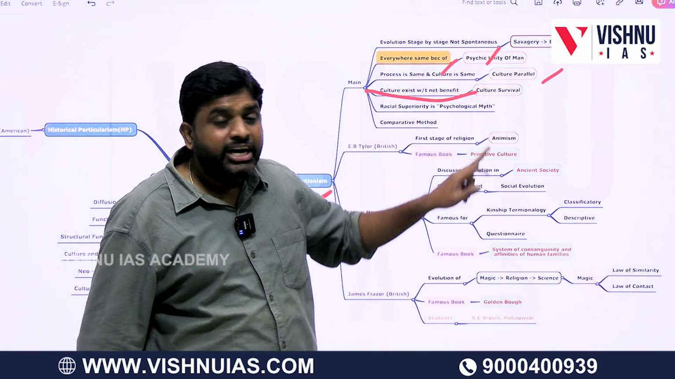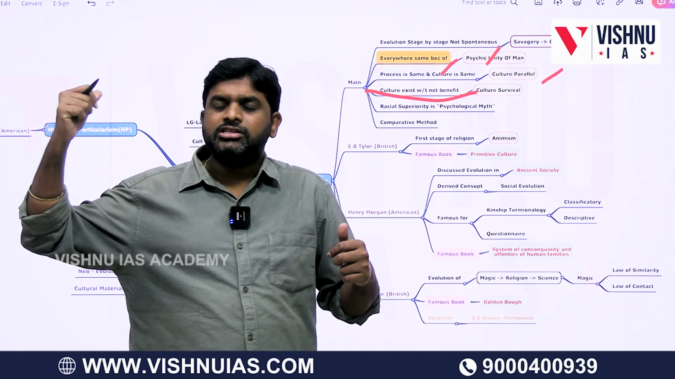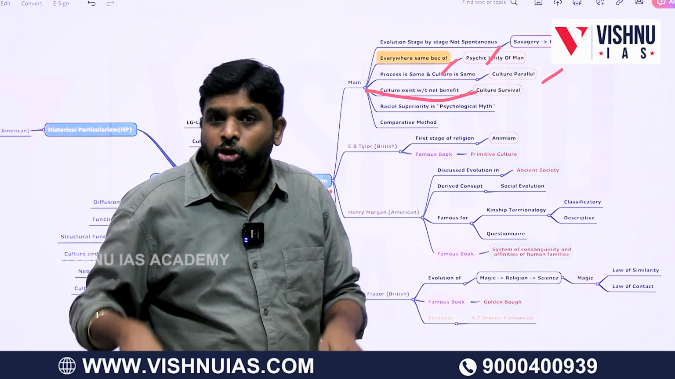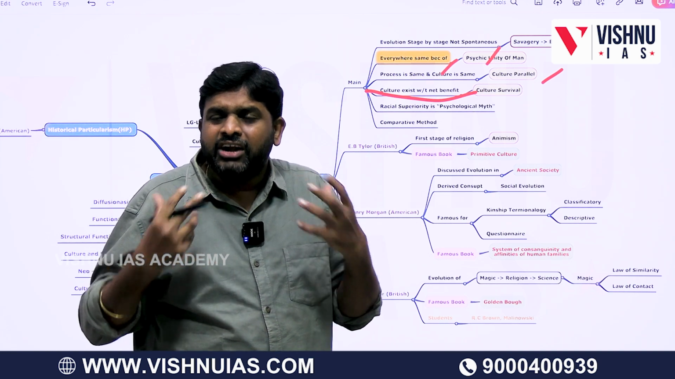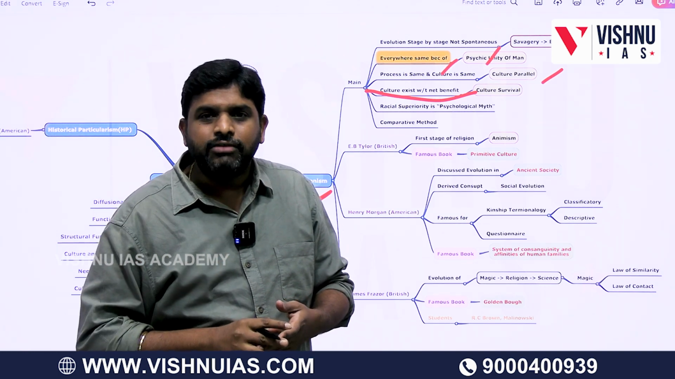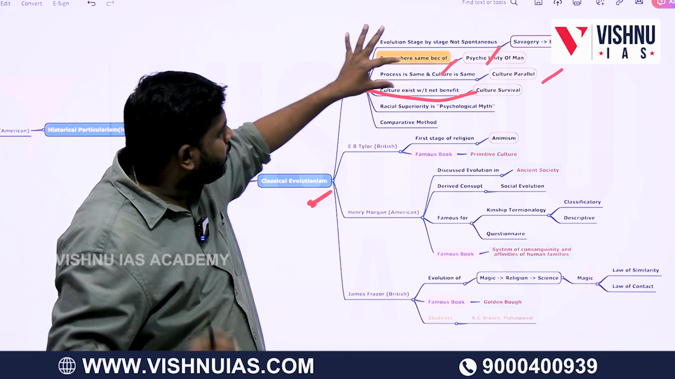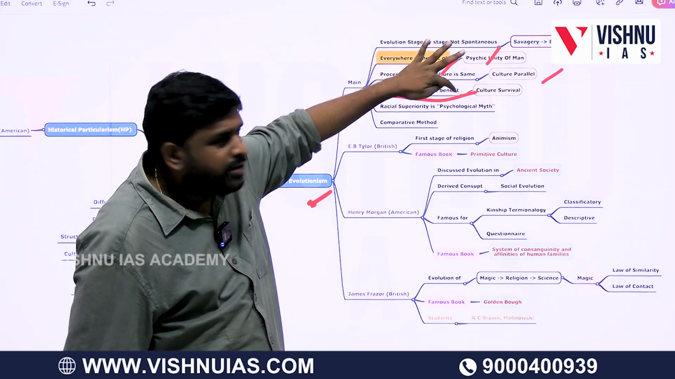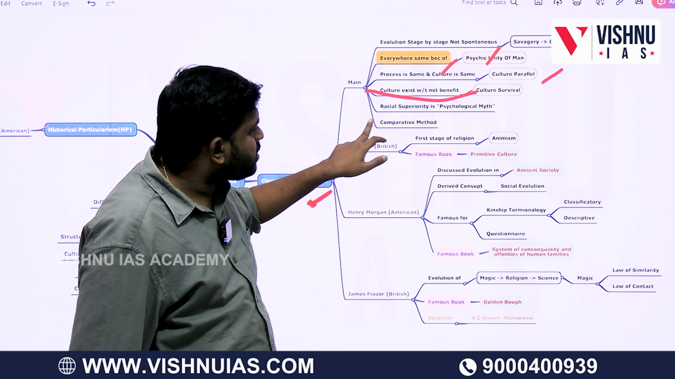Culture exists without net benefit. Means what? Culture which was present in the previous time, if it is present today also, but without any net benefit, without any advantage, if I am still following it, it is called culture survival. So for everything, I made four or five words. Culture exists without net benefit. What is that? Culture survival. Racial superiority is a psychological myth.